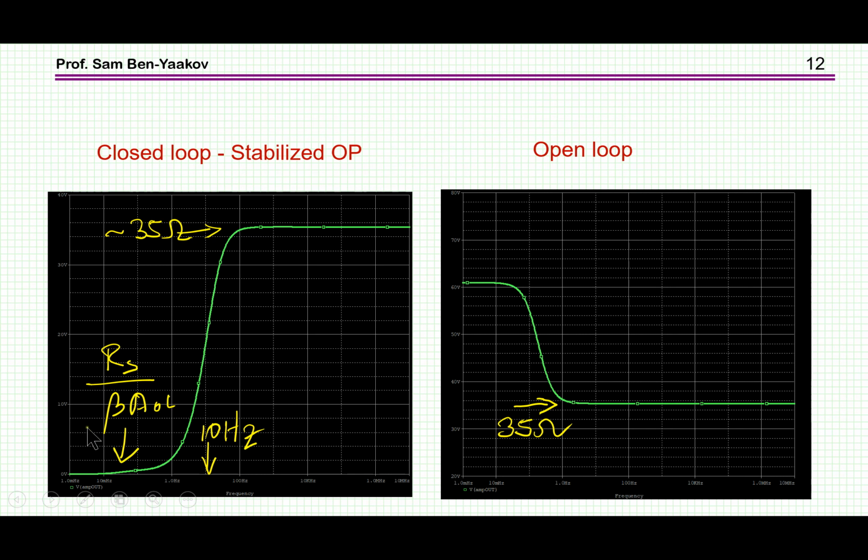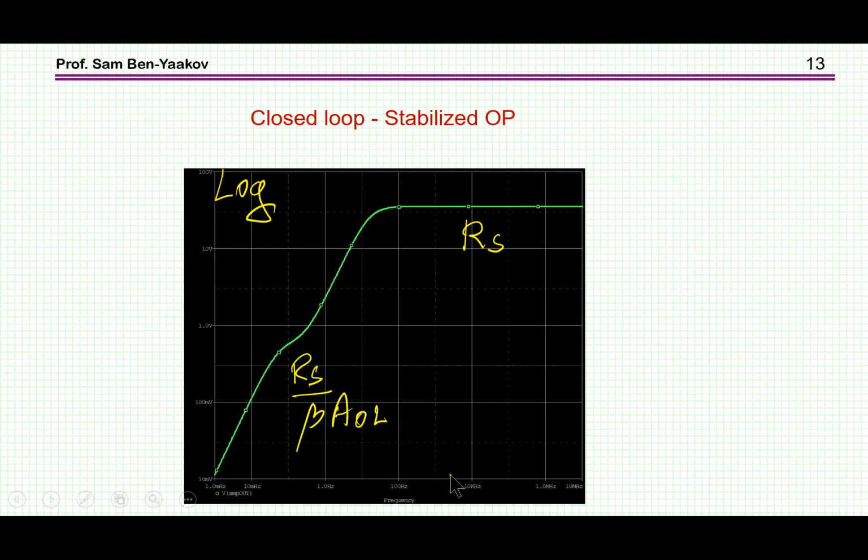I don't see it here. This part is correct. This is not related to RS, this is just RS over beta A open loop. And this is just a log scale here, just to show that indeed as beta A open loop is high, we get lower and lower values for the R out F. This is the output impedance with feedback.